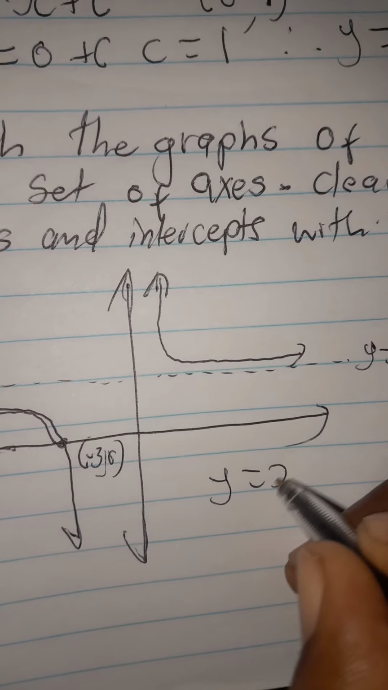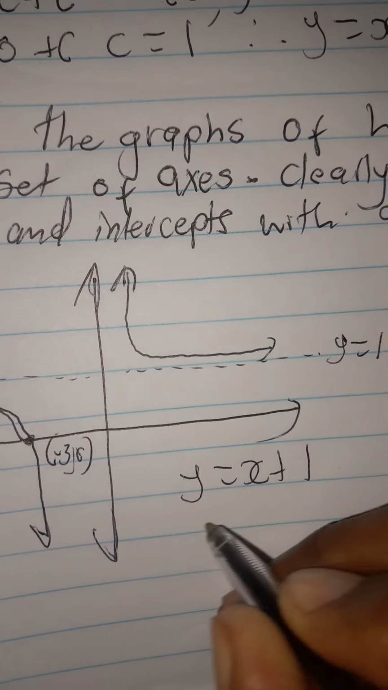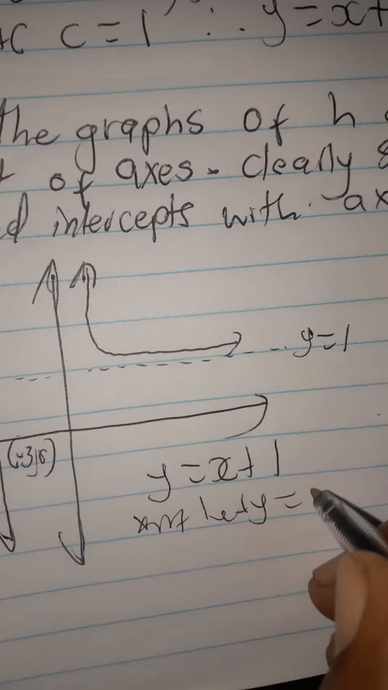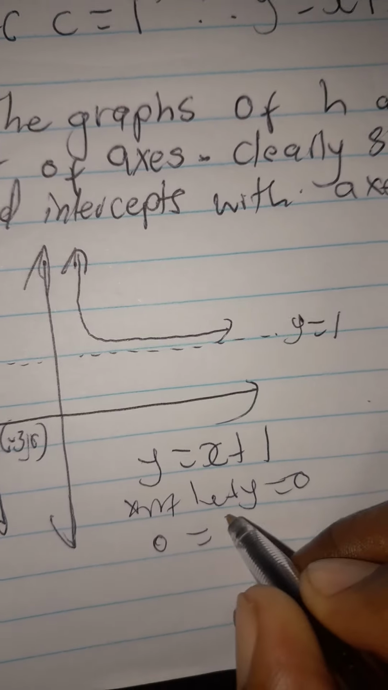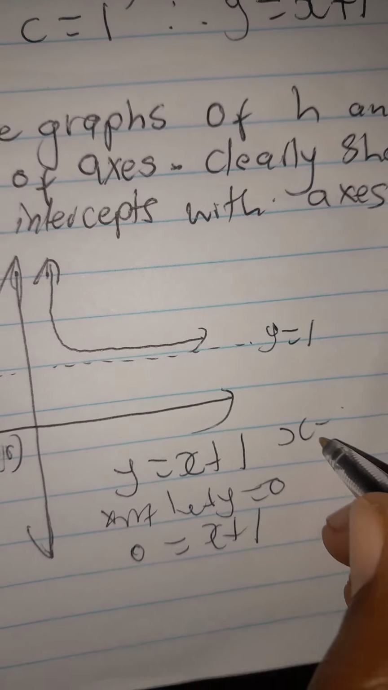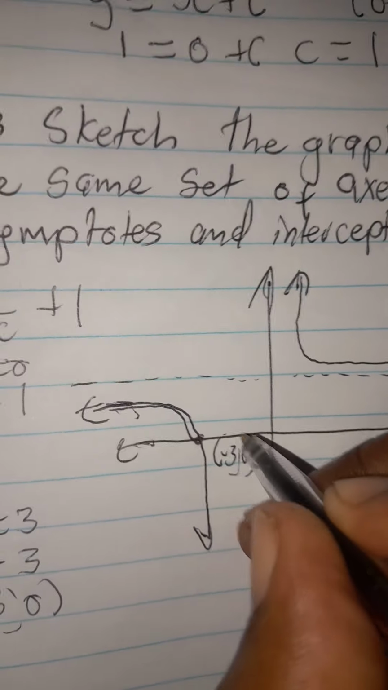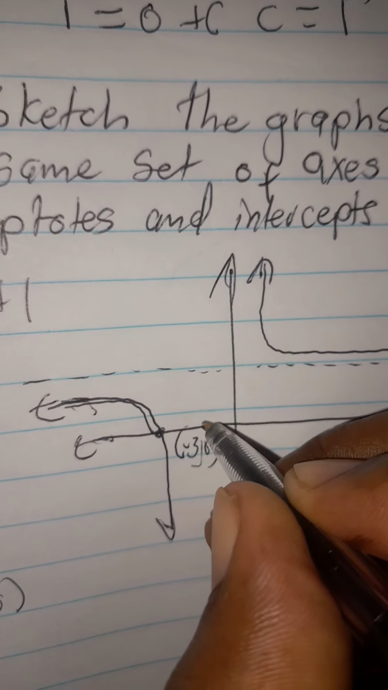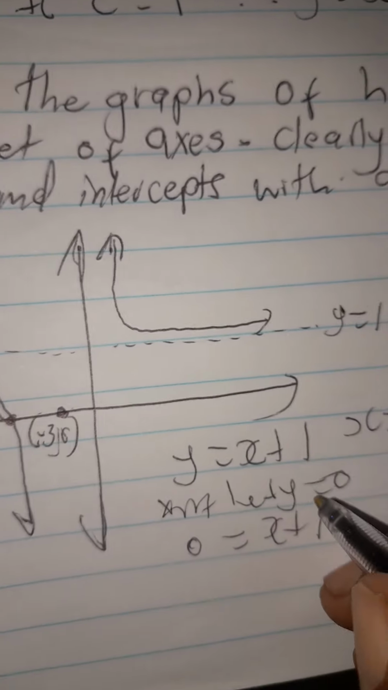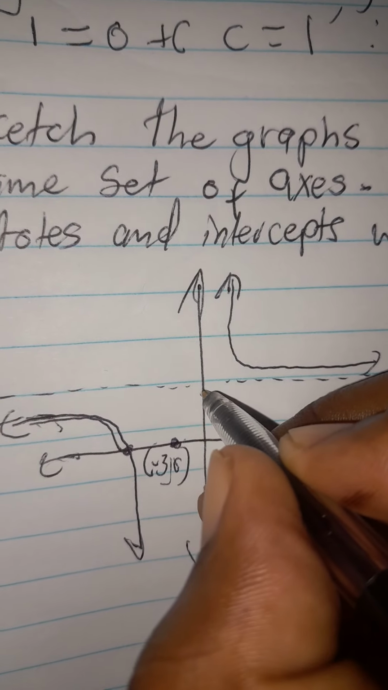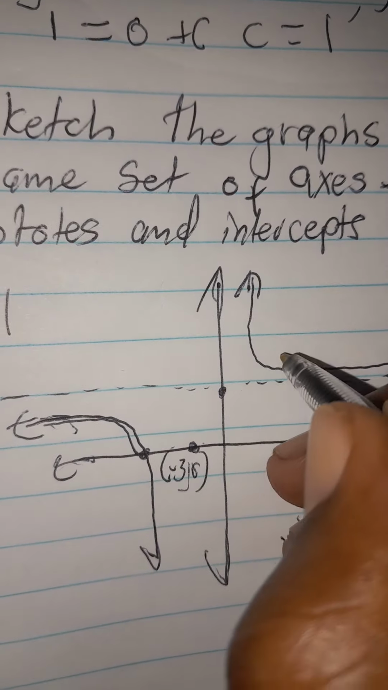Remember that the graph of a straight line you were given as y is equal to x plus 1. To get the x-intercept, you will let y be 0. So it's going to be 0 equals x plus 1. Taking 1 to the other side will make x be negative 1. So we are going to have negative 1 here. The y-intercept, if we place 0 here, 0 plus 1 is going to be 1. So it will pass here. So it's going to be 1.